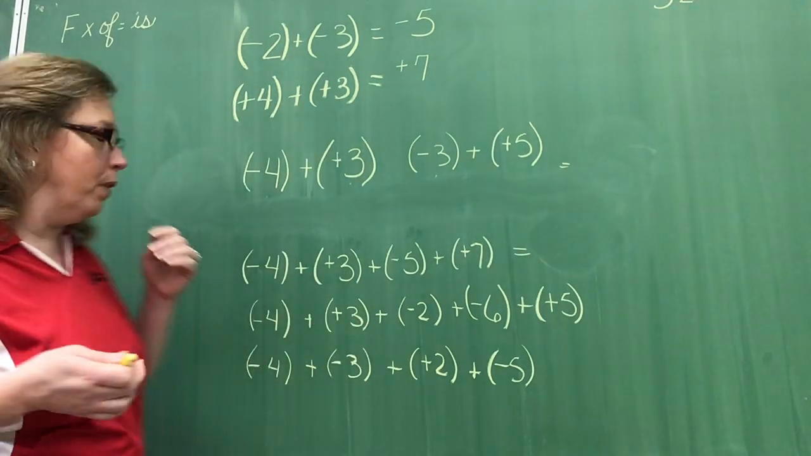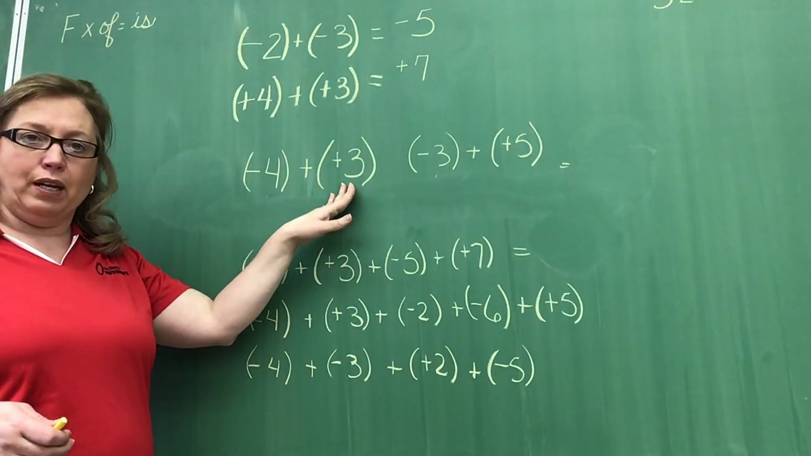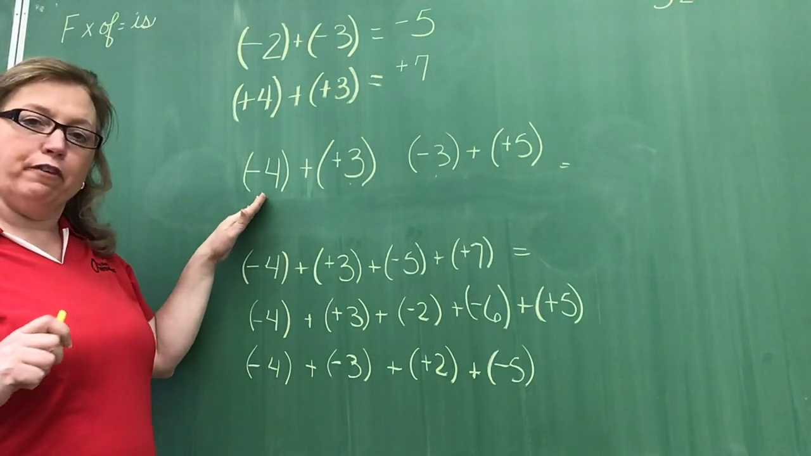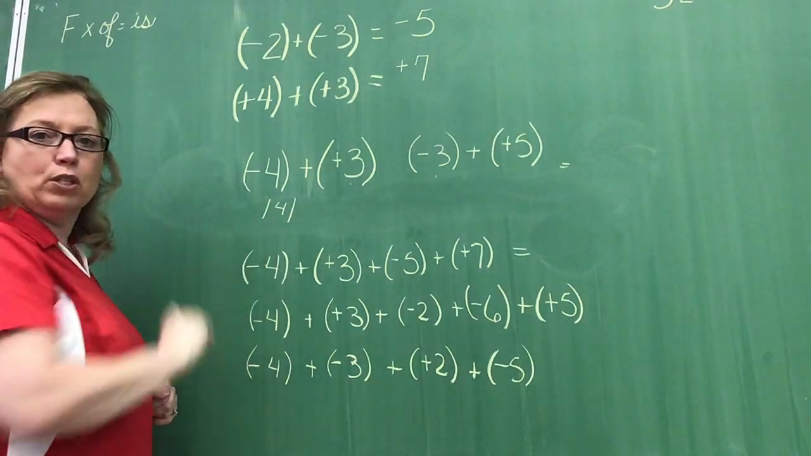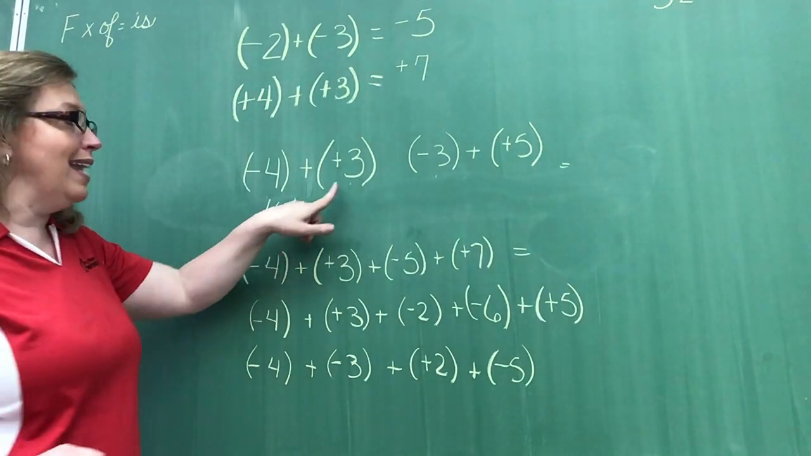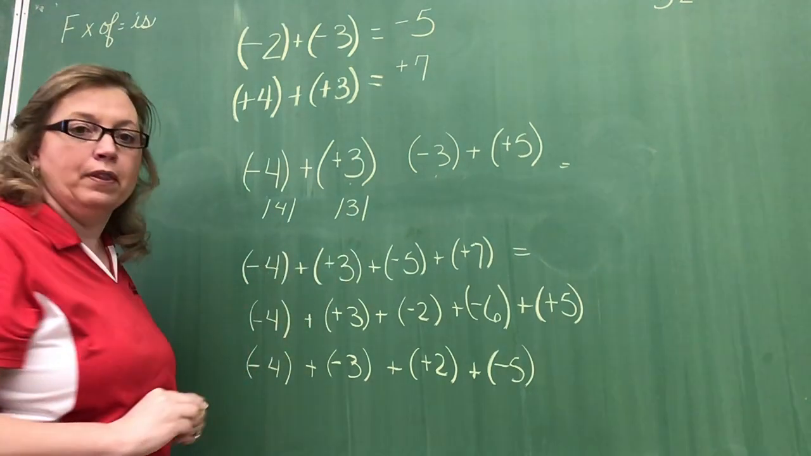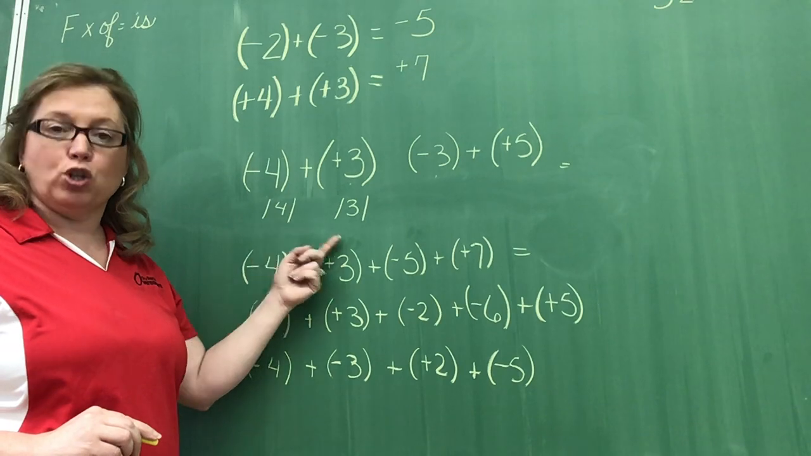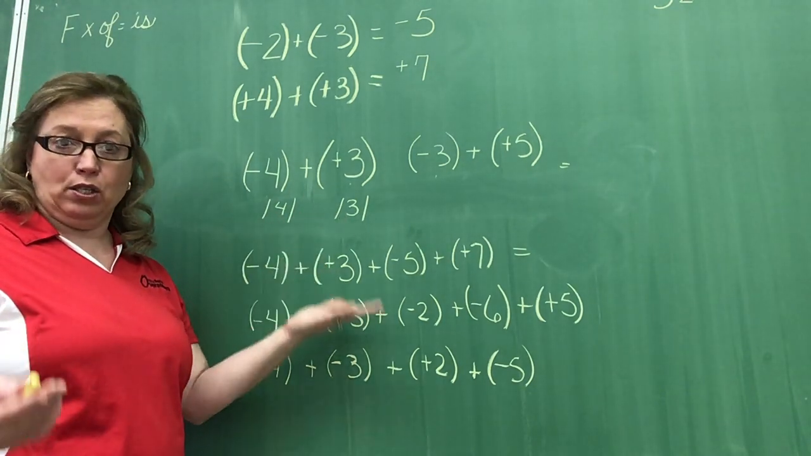It's still very simple. What if you have -4 plus +3? Well, what's the absolute value of -4? Well, the absolute value, remember we learned that those little slanted lines tell us absolute value. The absolute value of -4 is 4. The absolute value of a +3 is still 3. Now, when the signs are different, we're going to subtract our absolute values. So 4 minus 3 is 1.